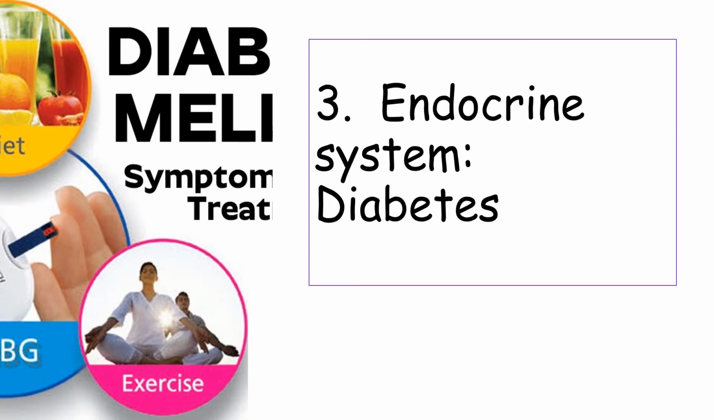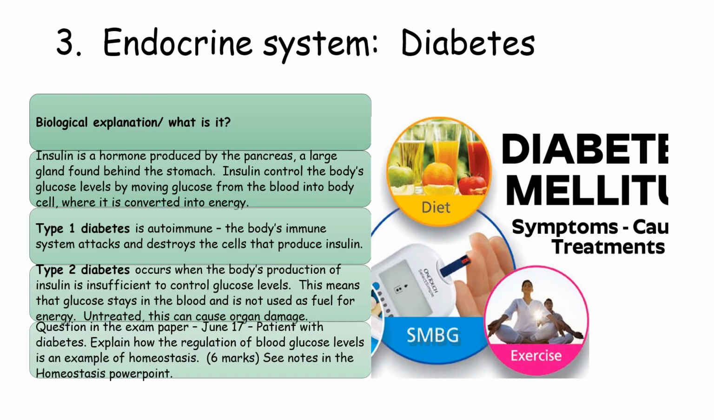The endocrine system, diabetes. You may be asked for a biological explanation of what diabetes is, and you must know the difference between type 2 and type 1 diabetes. Insulin is a hormone produced by the pancreas, a large gland found behind the stomach. The insulin controls the body's glucose levels by moving glucose from the blood into the body cell, where it is converted into energy. It's where the pancreas is not working effectively and is unable to control the glucose that you have a problem.